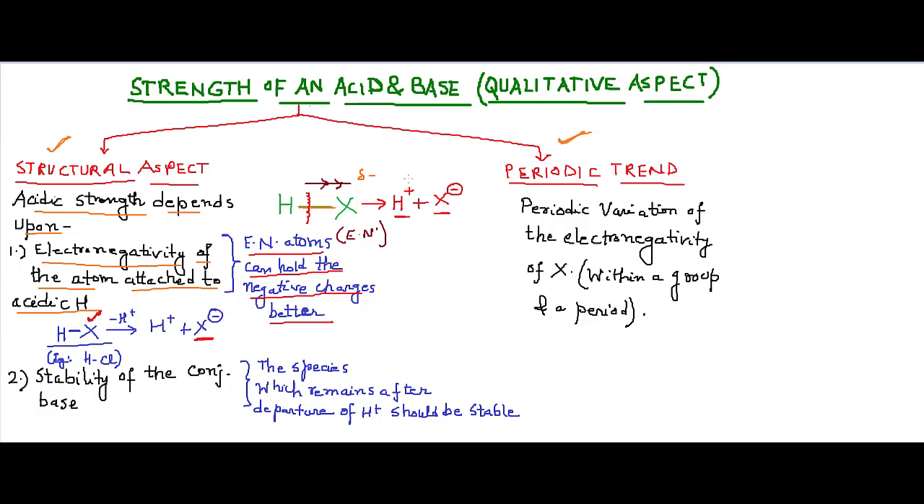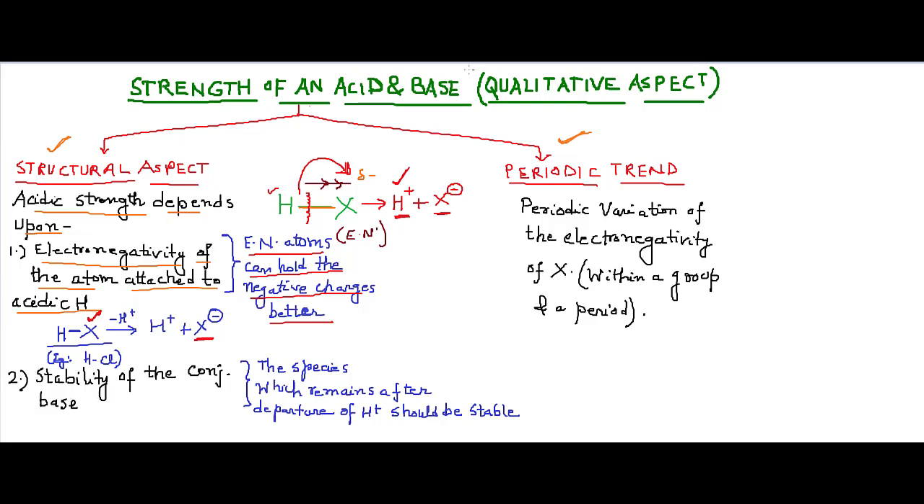So the strong acid is the one which can easily donate its protons. How can it donate its protons easily? When there is a highly electronegative atom attached to hydrogen H, it can obviously withdraw the bonding pair towards itself, resulting in the breaking of this HX bond, releasing the protons and forming the X minus ions. So this is why the electronegativity of this atom X is very important in deciding the acidic strength. Okay, so hope you understood this point.